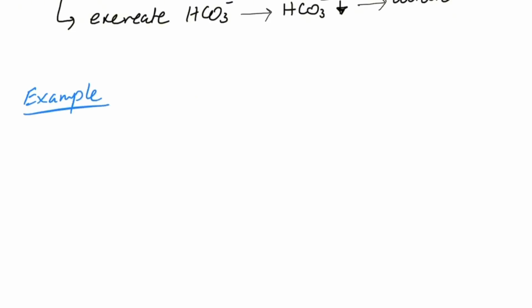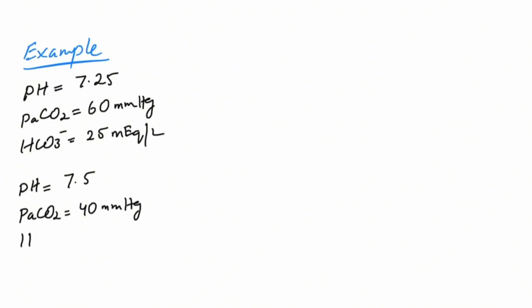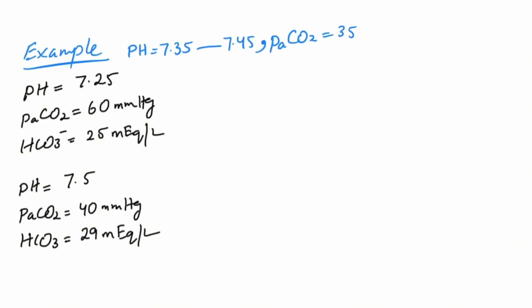So let's look at some examples to see if we understand whether it is acidosis or alkalosis. Suppose we have an ABG and we have this example. pH is 7.25, carbon dioxide is 60, bicarbonate is 25. Let's have another example. pH is 7.5, carbon dioxide 40, and bicarbonates 29 milliequivalents. Just to see if it is higher or lower, let's write down the normal range. So 7.35 to 7.45, and then 35 to 45, and then we have bicarbonates 22 to 26.